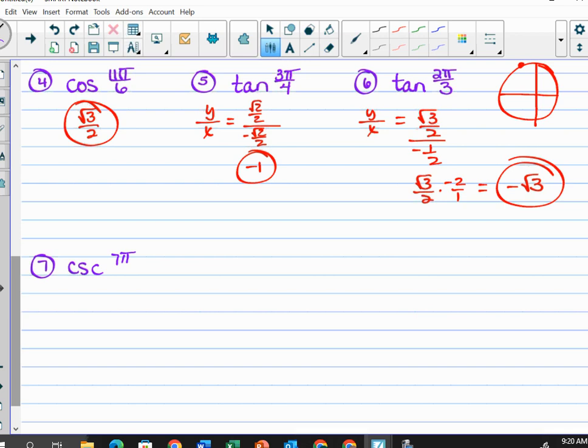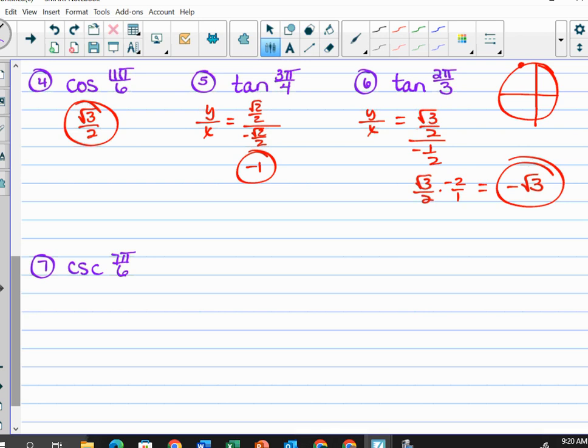Oh, cosecant? Cosecant of 7 pi over 6. Do you want help? No, we don't need help at all. Oh, wait. It's just 1 over 7 pi over 6.